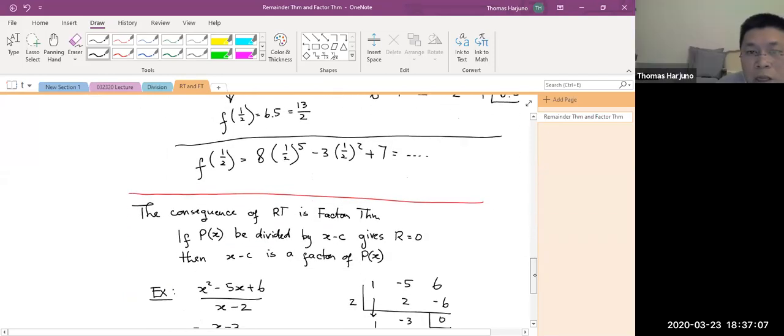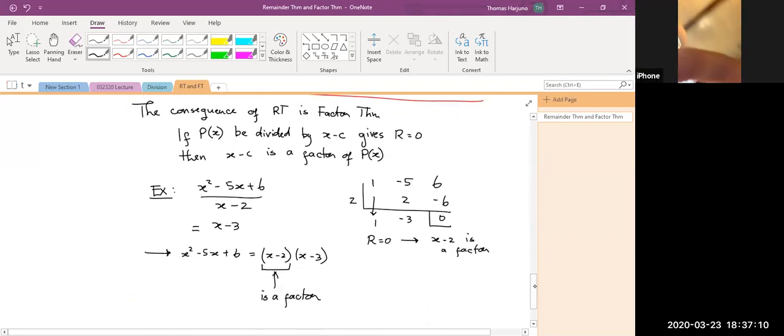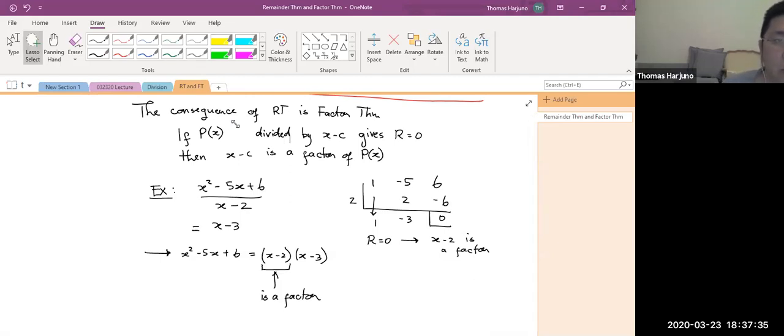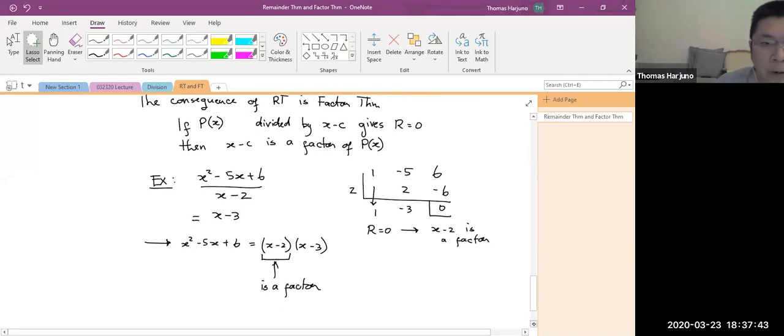That's what we did, and this is the consequence of the remainder theorem: the factor theorem. If we divide the polynomial by x minus c and we get the remainder equal to 0, I think my grammar is a bit off. Sorry, I need to erase something. If P(x) divided by x minus c gives r equals 0, then x minus c is a factor of P(x). Now, this is an example. Let me do one more example from the book.